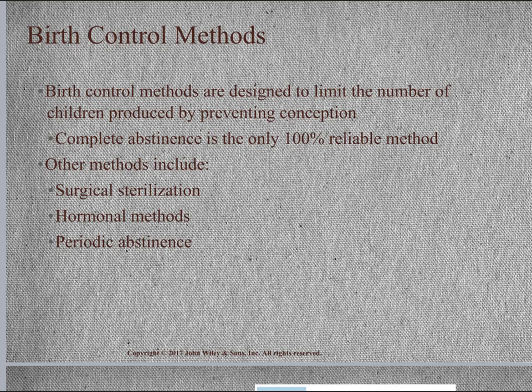One of the last topics we're going to talk about are birth control methods. Now, birth control methods are designed to limit the number of children produced by preventing conception. Now, the ultimate way of preventing unwanted pregnancy is complete abstinence. It is the only 100% reliable method. There are other methods like surgical sterilization, hormonal methods, and periodic abstinence.